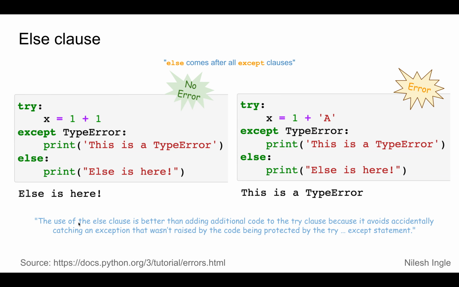And so this is what's in the docs. If you can see in the line below, the use of the else clause is better than adding additional code to the try clause because it avoids accidentally catching an exception that wasn't raised by the code being protected by the try except statement. Okay. So the use of else is helpful if you want to have more control over how to catch the error that's being generated or exception that is being raised.